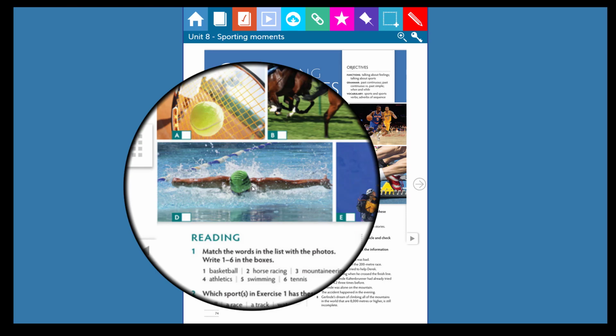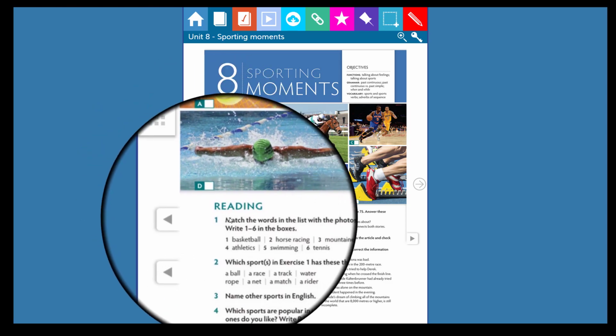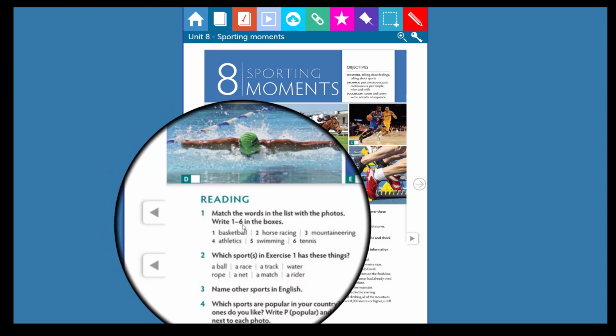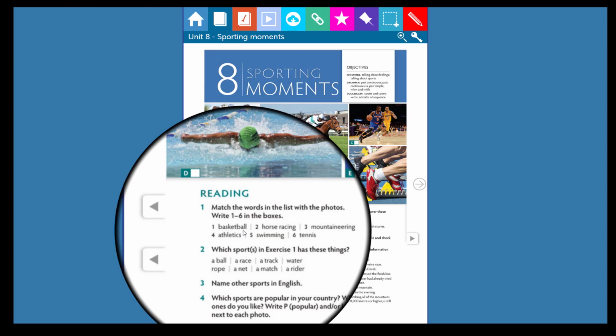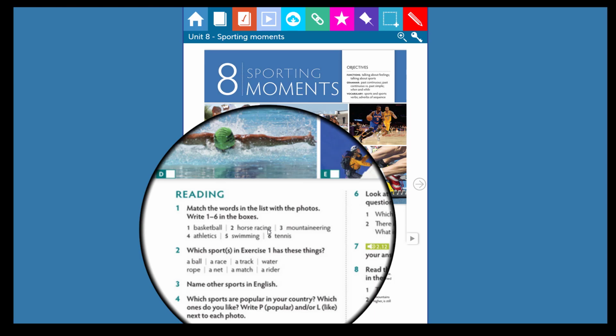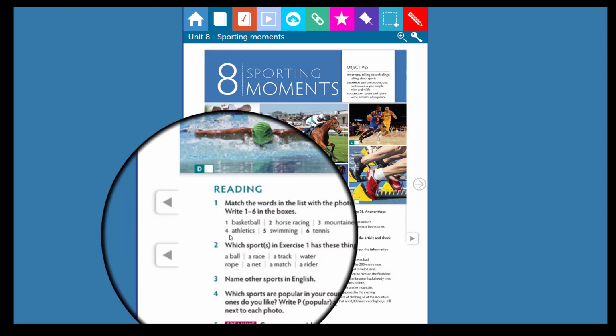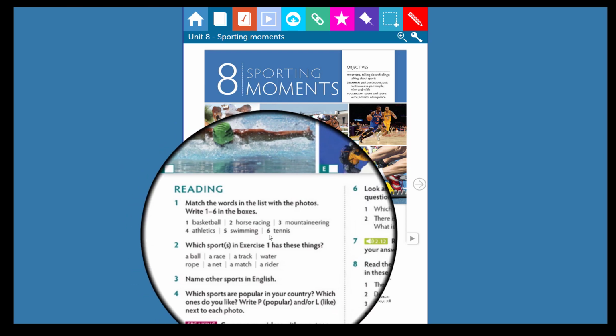Did you finish? Great. Okay, so here we have different sports. And activity number 1 says, match the words in the list with the photos. Write 1 to 6 in the boxes. Number 1, basketball. Number 2, horse racing. Number 3, mountaineering. Number 4, athletics. Number 5, swimming. And number 6, tennis. Okay? So again, stop the video, please, and complete the activity.